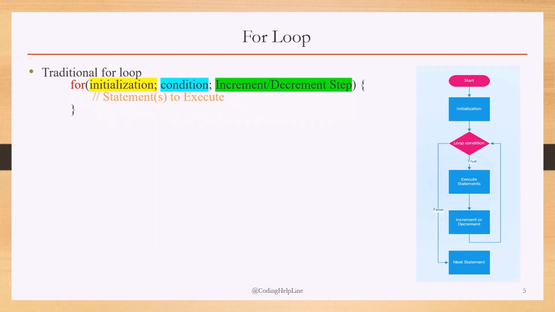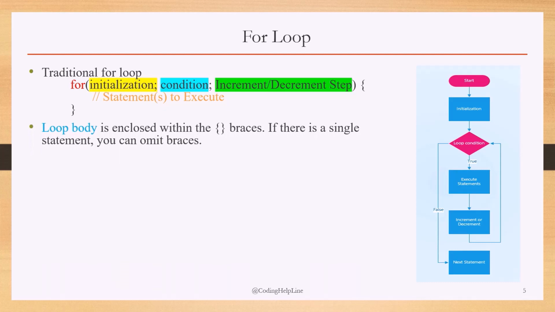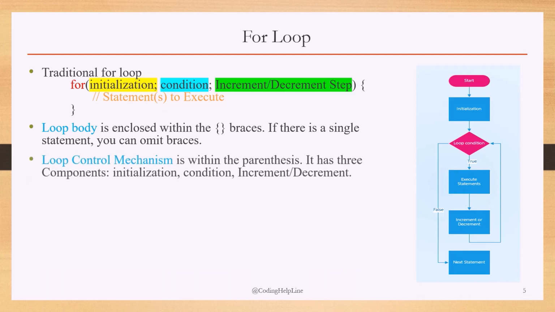So traditional for loop is like this. for, initialization, condition, increment and decrement. Within the body of the loop there are statements. If there is a single statement, you can skip using curly braces. So the loop body is enclosed within the curly braces. If there is a single statement, you can omit braces.